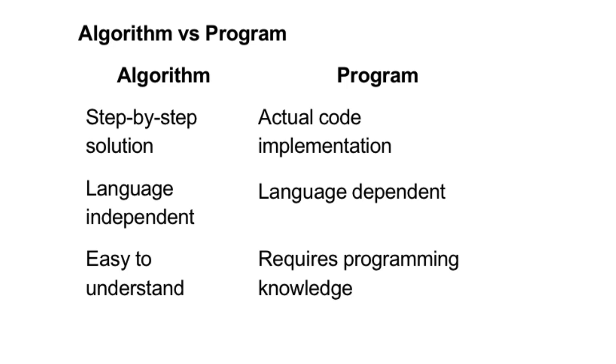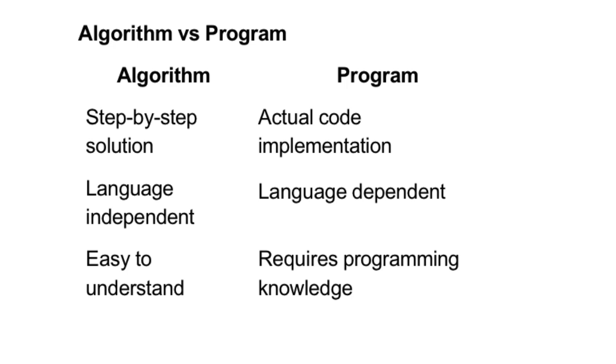Then move to the next important topic, algorithm versus program. What is the difference between algorithm and program? Do you think both are equal? No. Many students confuse these two. Algorithm is a plan and program is actual code. For example, algorithm is a recipe and program is food. This is a real-time example.